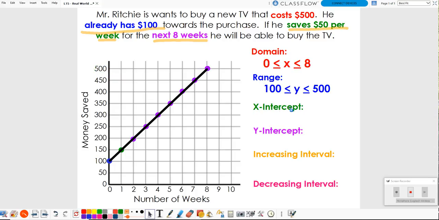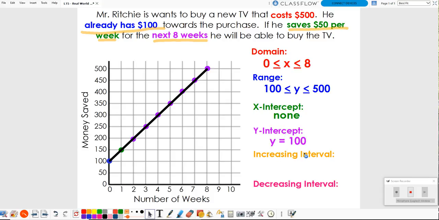Okay, our x-intercept is the place where we cross the x-axis. If you look at this function, this graph never gets down to the x-axis, so we would say there is no x-intercept, or none. Okay, my y-intercept is where it crosses the y-axis. So we can see this is our y-axis. That's like our starting amount. Mr. Ritchie is starting with $100, so my y-intercept is where y equals 100.